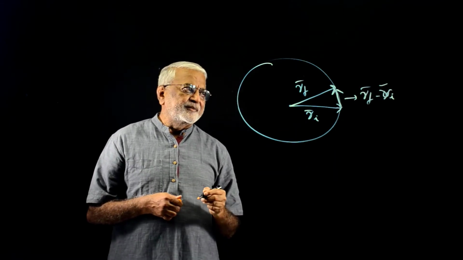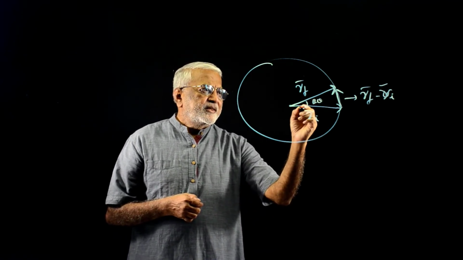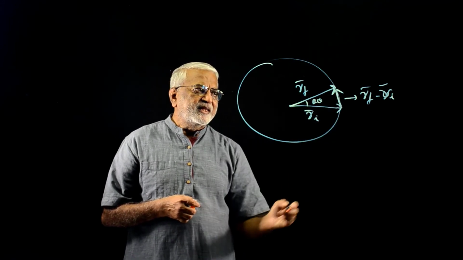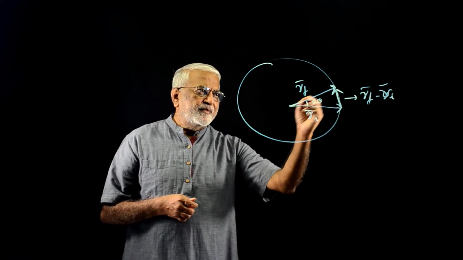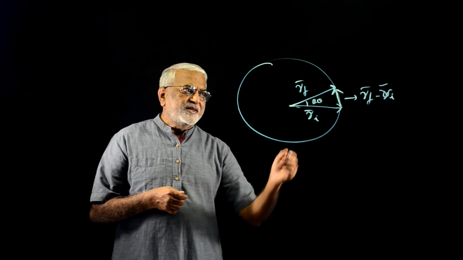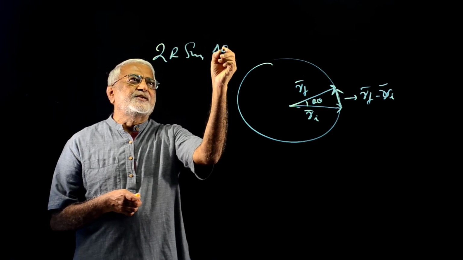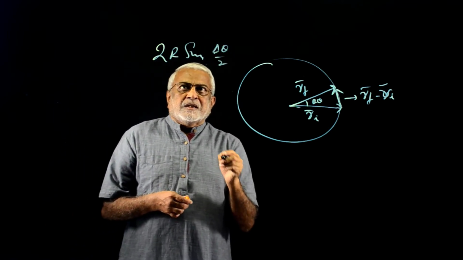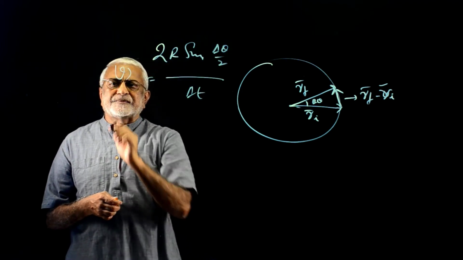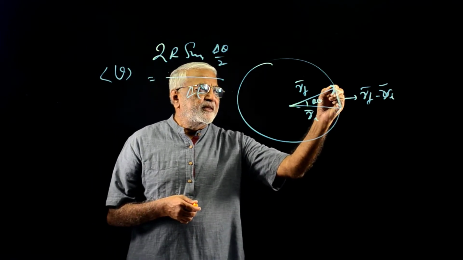That's delta R bar. If this angle at the center is delta theta, this is an isosceles triangle, and if you drop a perpendicular and then find out the length of that, both of them are equal in magnitude, that's R each. So this comes to 2R sine delta theta by 2. This divided by delta t will give us the average velocity. This is the rate of change of position vector. And that average velocity vector will be along this tangent.